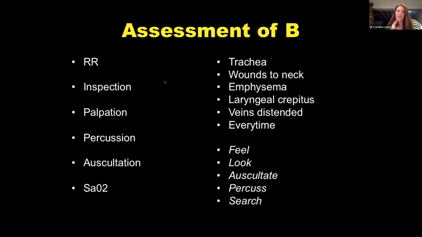I think the idea that you examine the neck as well as the chest is really interesting. I think that's become quite ingrained in practice. So the idea is that you look for tracheal deviation, you inspect any wounds on the neck, you feel for surgical emphysema, you feel for laryngeal crepitus, you look at whether or not the neck veins are distended, and then the E is variable depending on who's written the mnemonic.